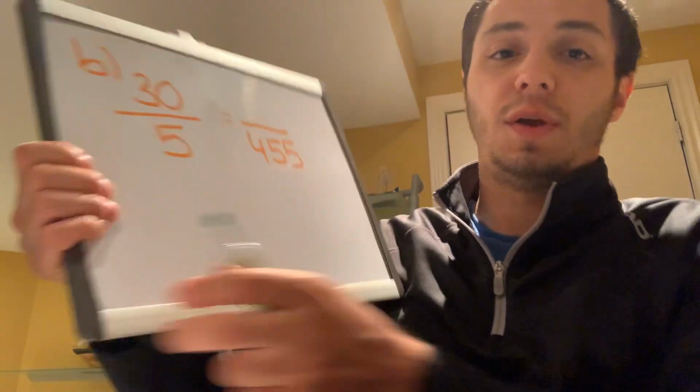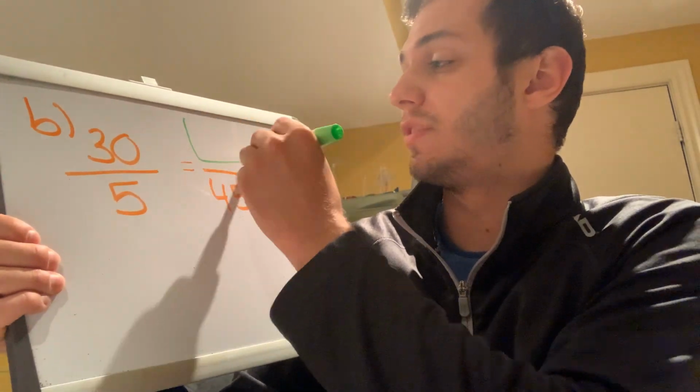So in part B, we're going to follow the same steps that we did in part A. So let me write down our problem. We have the fraction 30 over 5 equals blank over 455. So once again, we're going to follow the same steps. Right, we have our missing number that we're going to have to solve for.